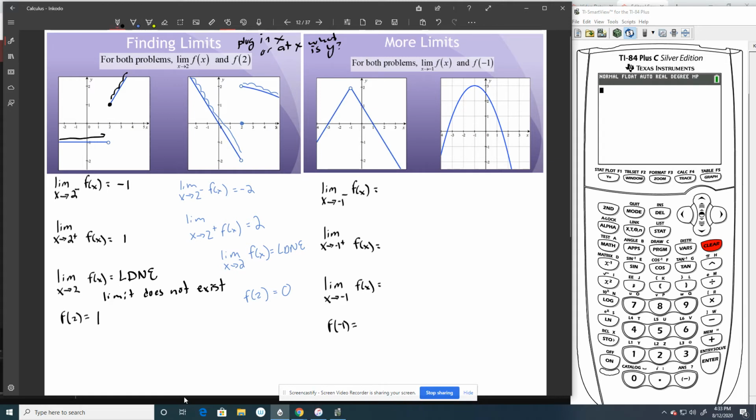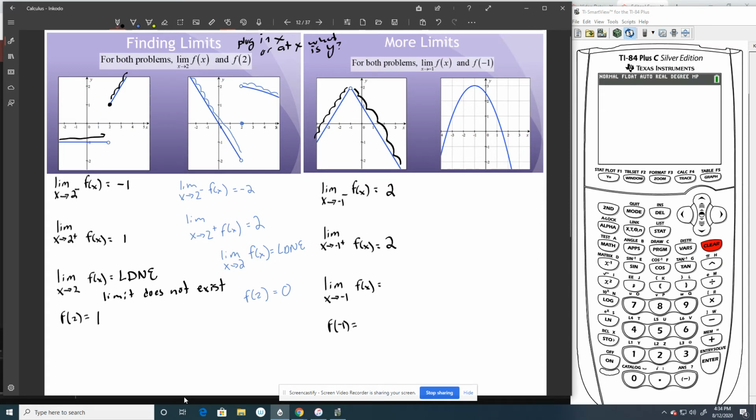This time it wants us to find the limit as x approaches -1. And then it wants us to find f of -1. So from my limit, x approaching -1 from the left, I'm getting closer and closer. As x gets close to -1, my y value gets really close to +2. Now from the right-hand side, my limit, as I get closer to -1, my y value gets closer to 2.